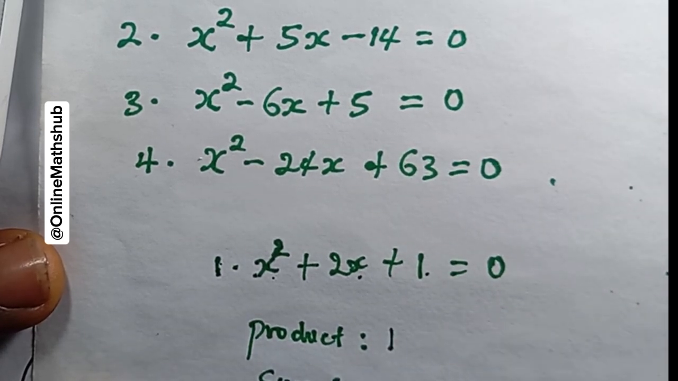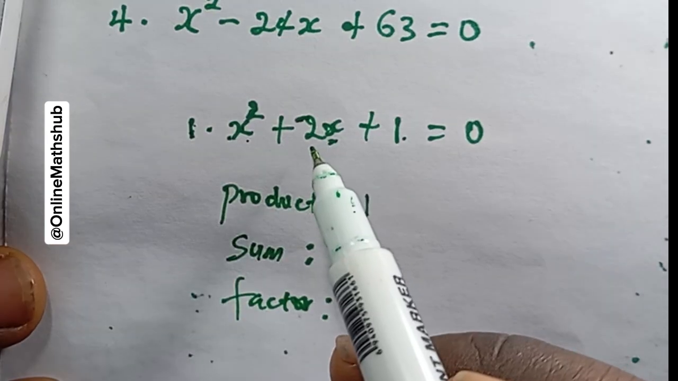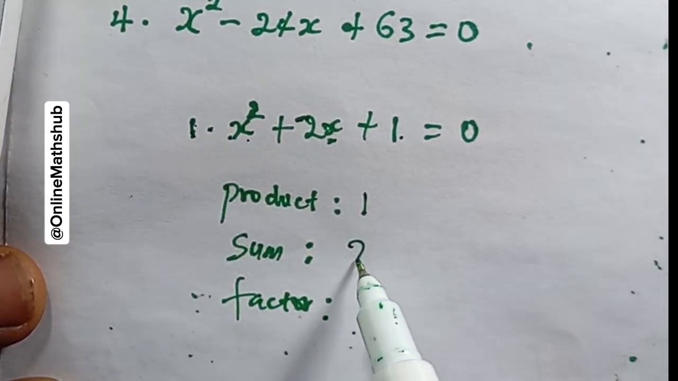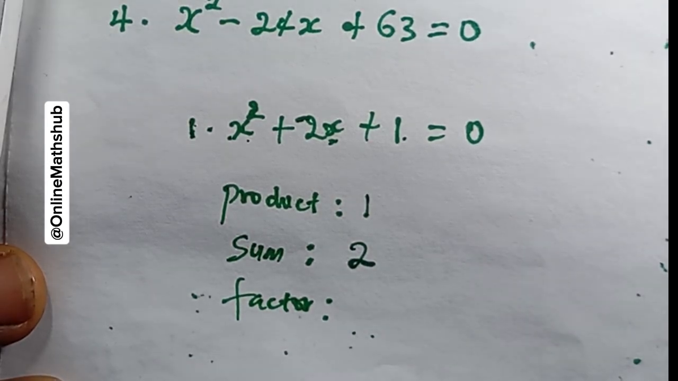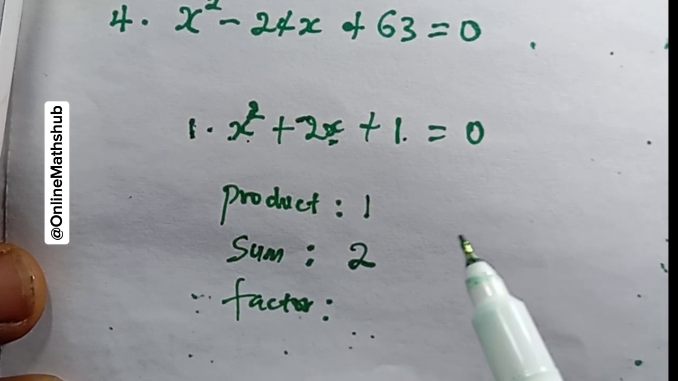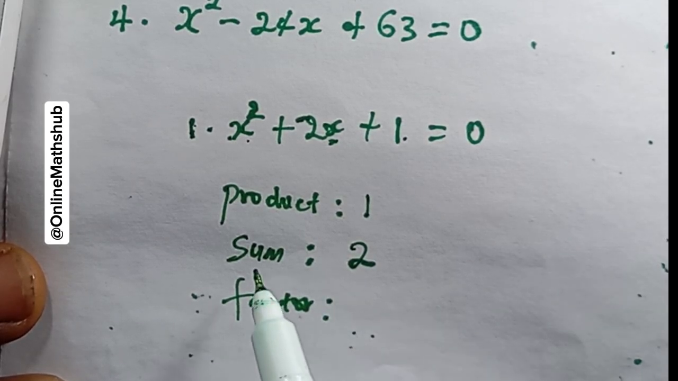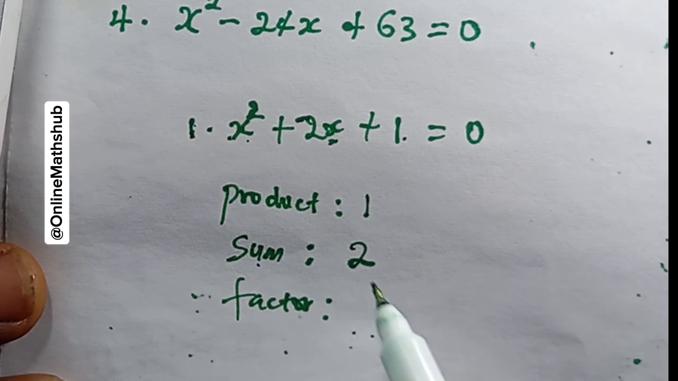Okay, so for sum, you write the coefficient of x. In this case, the coefficient of x is equal to 2, so you write it here. So how do we get the factors? You need to find two numbers that when you multiply them give you 1. That is the essence of the product. So the product of those two terms has to be equal to 1, and the sum of those two terms will be equal to 2.